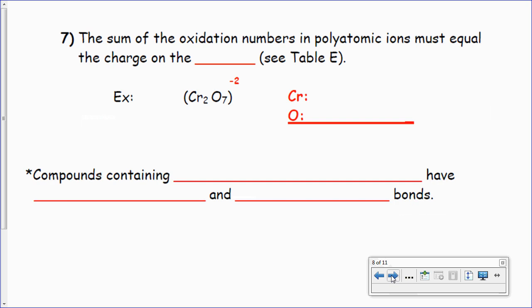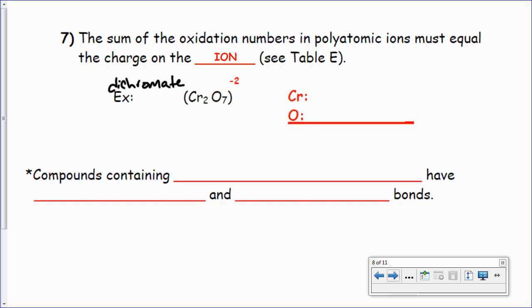Now, the sum of the oxidation numbers in a polyatomic ion must equal the charge on the ion on table E. So, for example, this is Cr2O7. Looking on my reference table, I believe chromate is the name for that polyatomic ion. Cr2O7. Dichromate, see? Got to check my reference. I'm not perfect. So this is called dichromate. Its ionic charge, according to reference table E, is 2 negative.